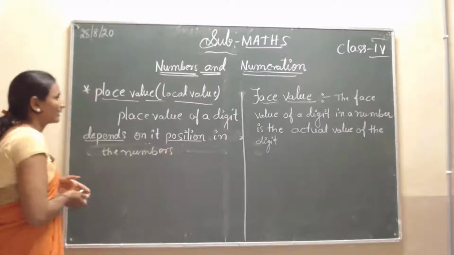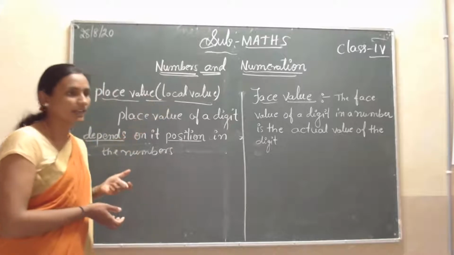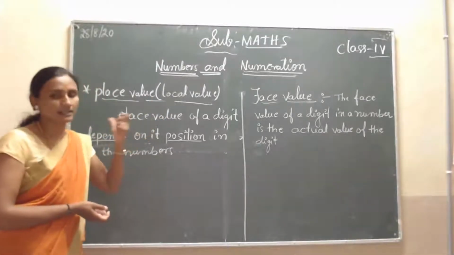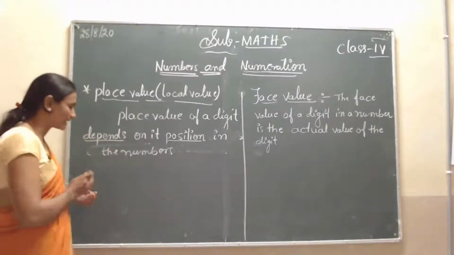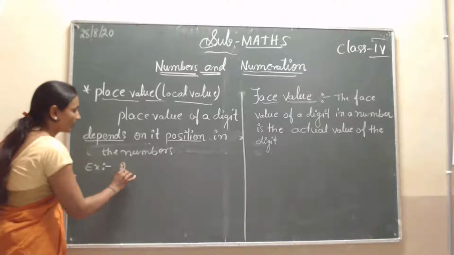So what is the definition of place value? It is another name for local value. Place value means it depends on the position. I will show one example.